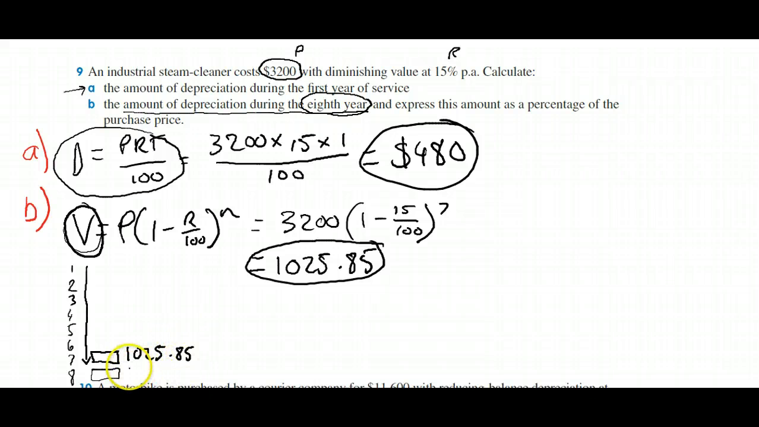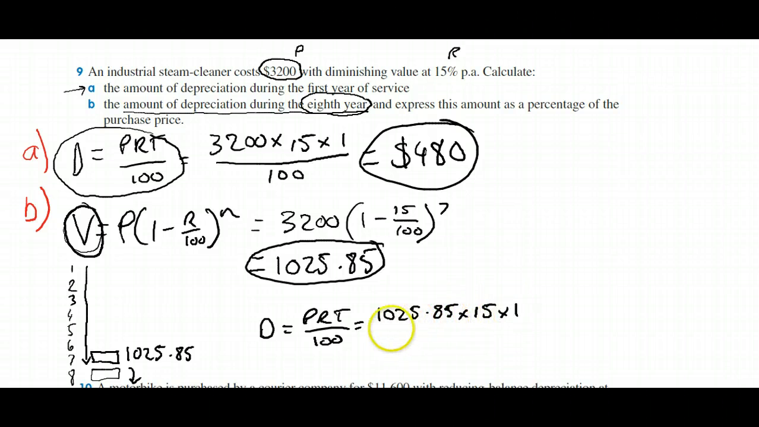And now if we want to work out how much depreciation would occur in the 8th year, all we need to do is use our D equals PRT over 100 equation, because that tells us depreciation for 1 year. We'll make P equal 1025.85, make R equal 15, and we'll let the time equal 1, and we'll see what that gives us.